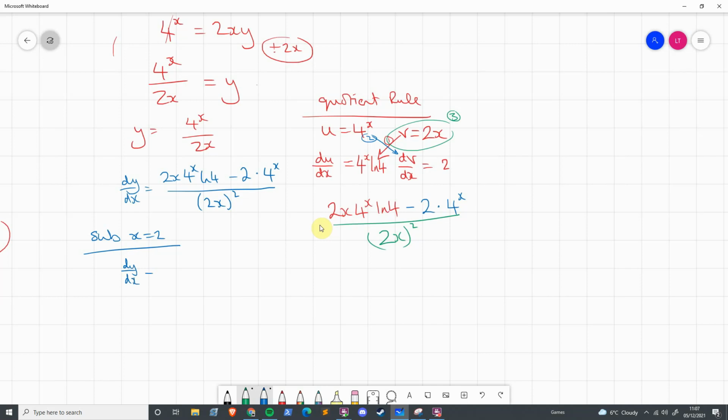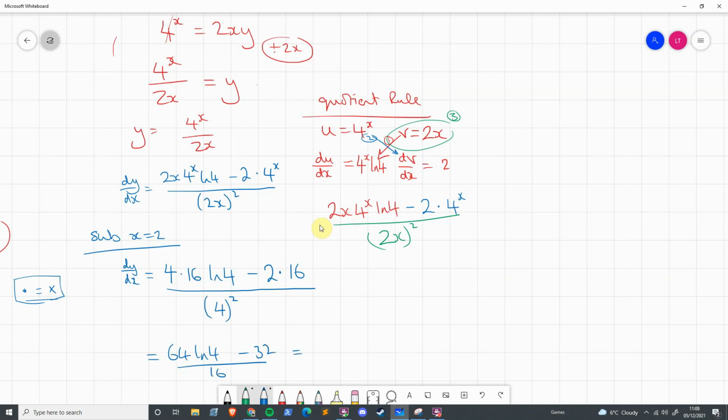So it says an exact value, so avoid launching it into your calculator and maybe do a little bit by hand. So 2x is 4, 4 to the power of 2 is 16, ln 4 minus 2, that dot means times by the way, dot equals times, and 16, 4 squared. Okay, so 64 ln 4 minus 32 all over 16. So that is 4 ln 4 minus 2. Perfect.